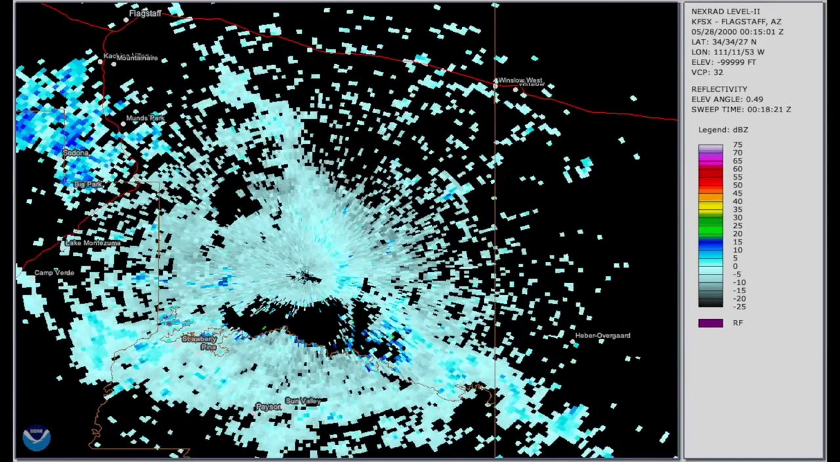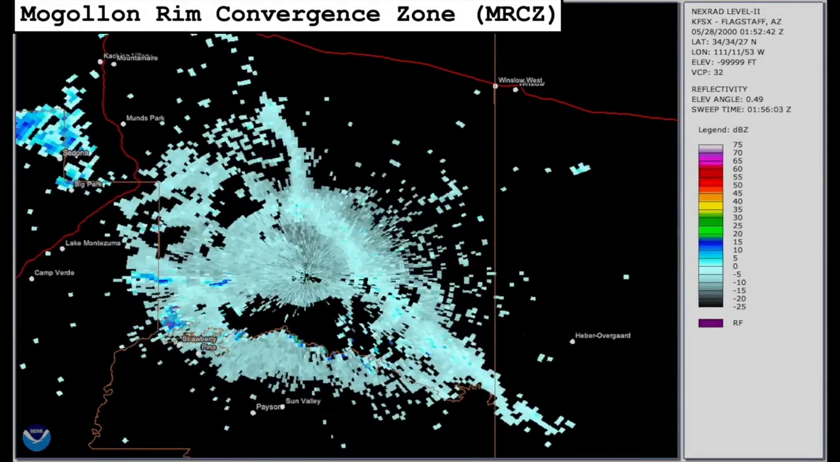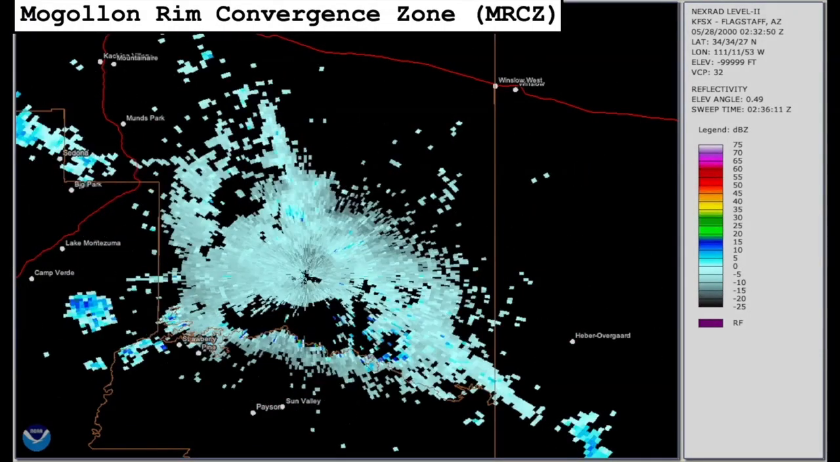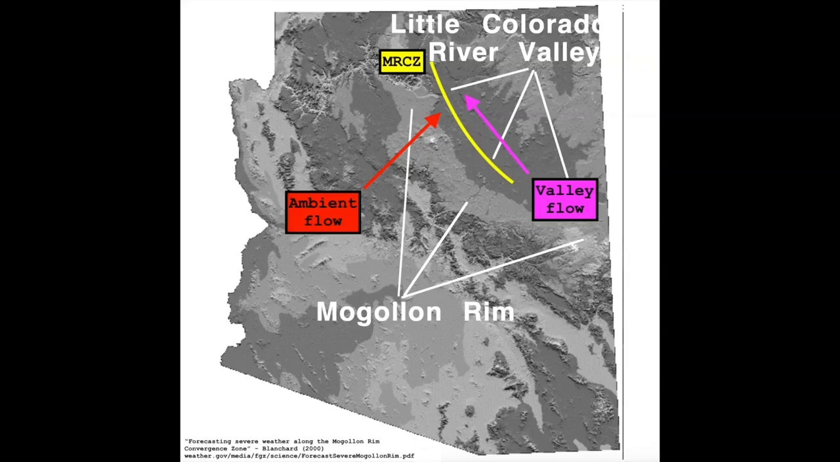In this example, the fine line on reflectivity you see here denotes northern Arizona's Mogollon Rim Convergence Zone, or MRCZ. Within the Little Colorado River Valley, winds typically flow from southeast to northwest overnight through the morning and early afternoon. When the background flow takes on a westerly component, winds converge within the river valley, and the development of the MRCZ occurs. The Denver Convergence Vorticity Zone, or DCVZ, in northeast Colorado is another notable one.